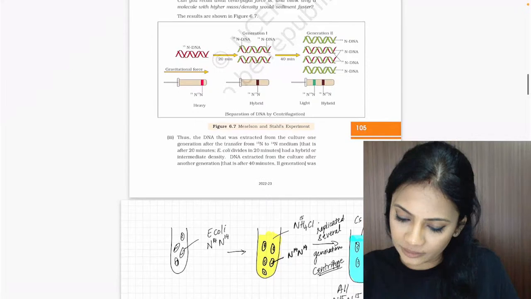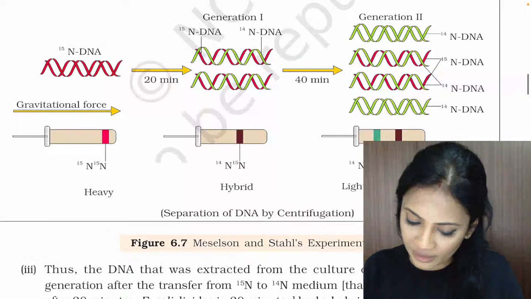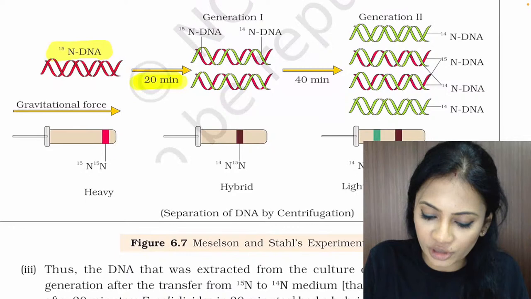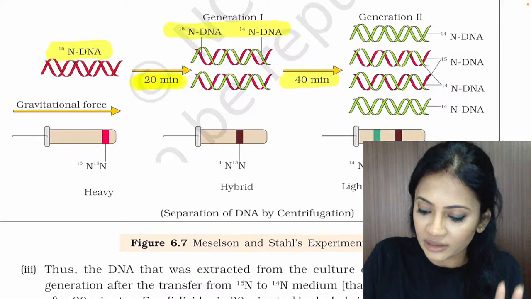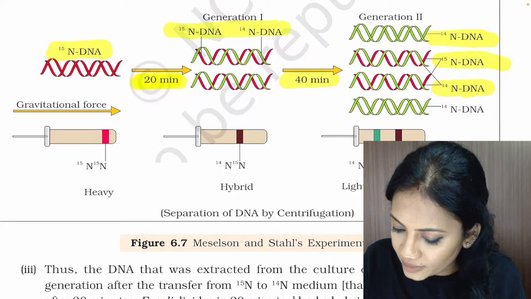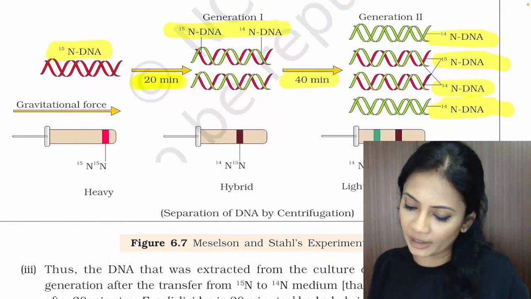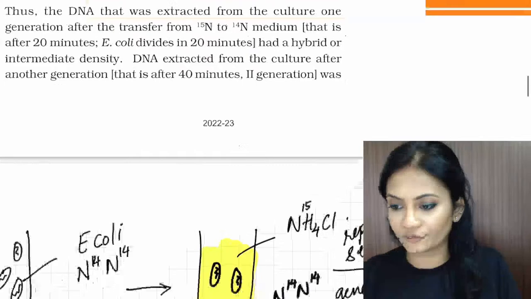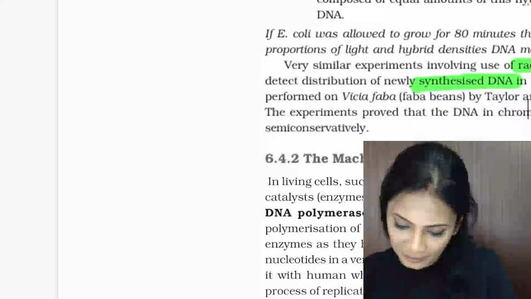Correct. So you see in this NCERT diagram, children, look at the diagram. You start with N15. Okay, after first generation, hybrid. After second generation, that's total of 40 minutes, you have 50% N14 and 50% hybrids. Clear, everyone? So, light and hybrid, both are seen after second generation.